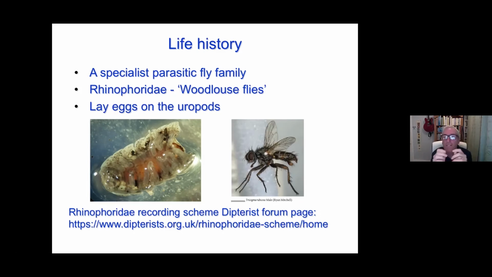And what they do is they lay their eggs on that tail end, on those two uropods, and they wait till that hind end of the woodlouse is being discarded as it sheds its skin. And while it's vulnerable at that point and it's soft, the larvae hatch and dig in between the plates of the woodlouse. They then grow within the woodlouse and form a pupa, as can be seen there, and then out of the dead woodlouse you get your Trichogena rubicosa, or whatever your Rhinophoridae is.